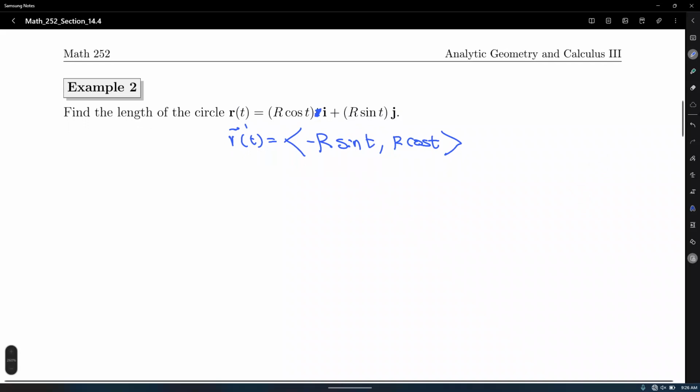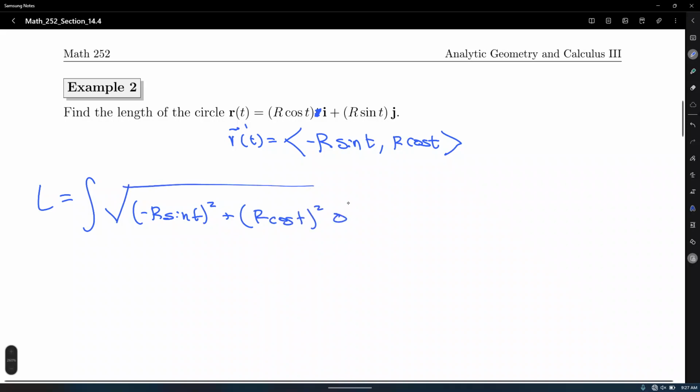Well, the limit of integration, that is L equals the integral of the square root of negative r sine t quantity squared plus r cosine t quantity squared dt. Well, what are going to be the limits of integration? Well, since this time we're considering a circular trajectory, and we want to find the length of the circle, not the arc length of a sector of a circle, say the first quadrant or the first two quadrants or the part in quadrant 3, for instance. No, it's the entire circle. That means 0 to 2 pi, right?